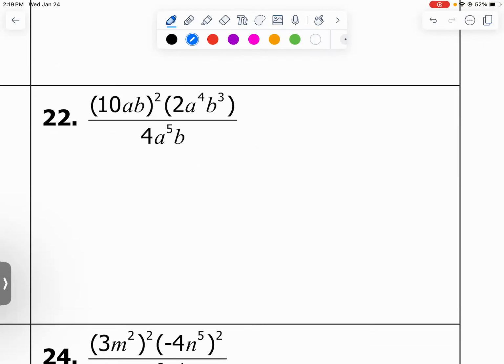What did I do first? Parentheses. So is there anything inside my parentheses I can do? No. So now let's go to exponents. 10 squared is what? 100. A squared, B squared.